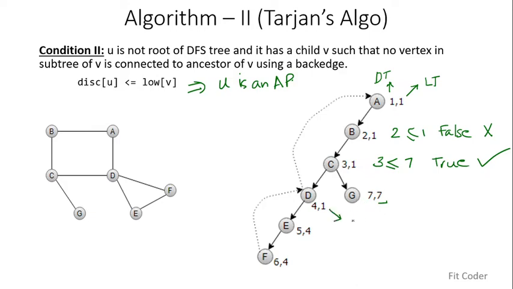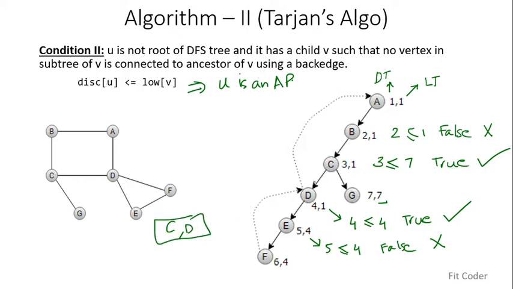For D, discovery time is 4 and its child has a low time of 4. So this is also true. So D is also an articulation point. For E, discovery time is 5 and its child has a low time of 4, which is false. So it is not an articulation point. So the articulation points of this graph are C and D.